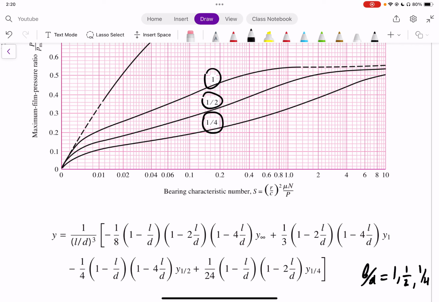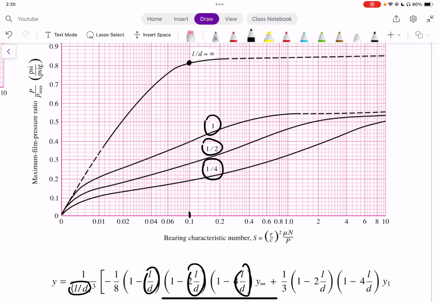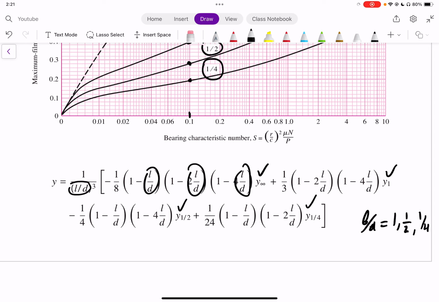And then we have Y infinity would be, for example, if our Sommerfeld number is 0.1, then our Y infinity would be this value, our Y1 value would be this, our Y1 half would be this, and our Y1/4 would be this. And we just plug in our Y infinity, Y1, Y1 half, and Y1/4, and we would get a value of Y. Okay? This is not something that would be asked for on an exam, but it could be something that could be asked for in some problems, for example, in a book like Shigley's Mechanical Design.